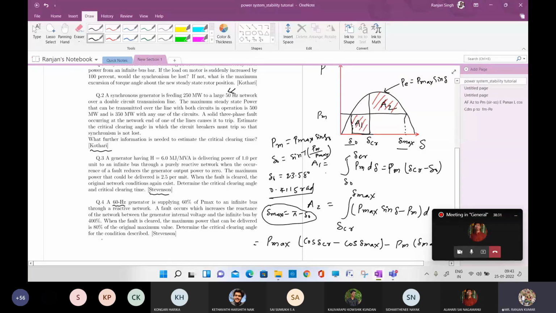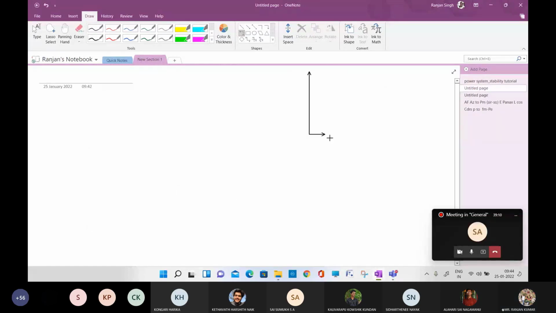Here it is not asking for critical clearing time, because during the fault it is providing some power. If it asked for that, you can't find it like this. You find it by the point-by-point method, also called the step-by-step method, where you draw one curve and see what the time is. You can't find it directly by an equation.